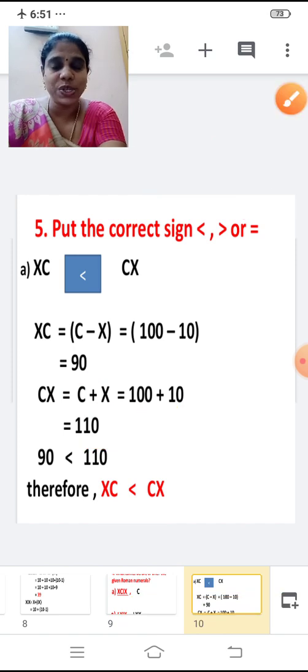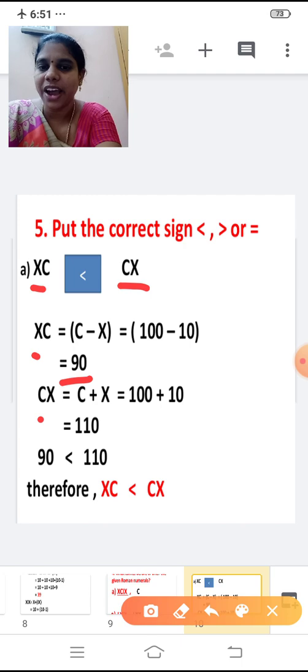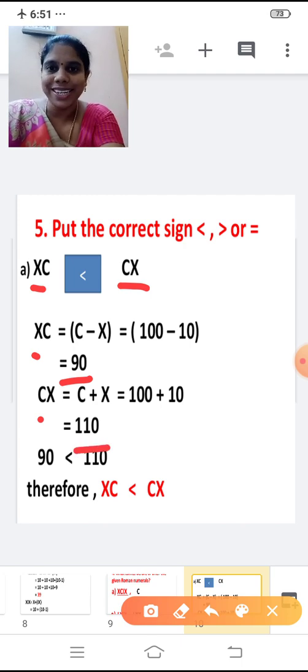How will you compare two Roman numerals? First, we have to change the Roman numerals into Indo-Arabic numbers, normal numbers. Then we can compare, right? So, first I found out the value for XC. Value of XC is 90. Then value of CX is 110. So, 90 is less than 110. Therefore, XC is less than CX.